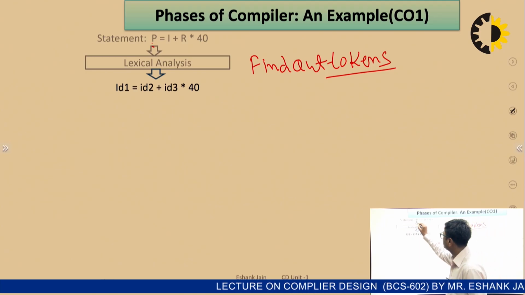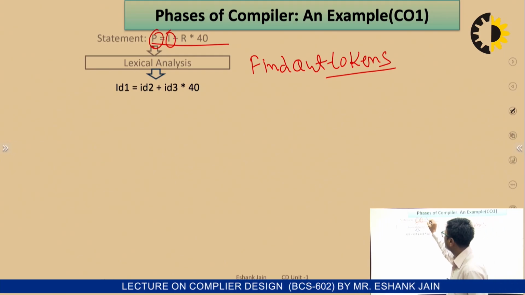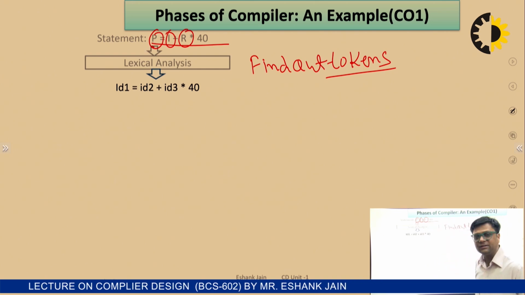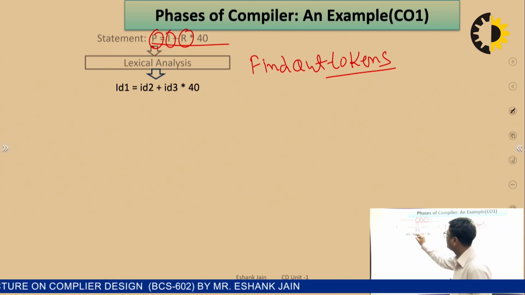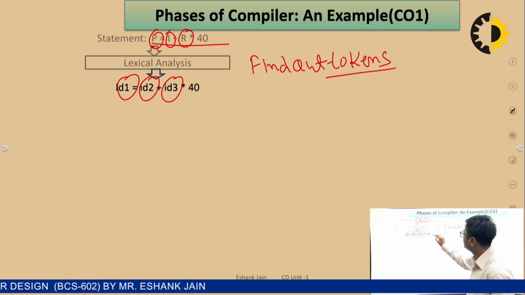So in this statement, we have three variables P, I and R that pass through the lexical analyzer phase and generate identifiers, three identifiers, and this is a constant value.